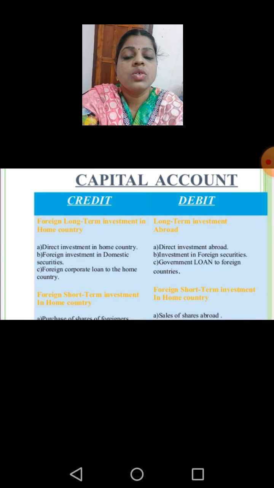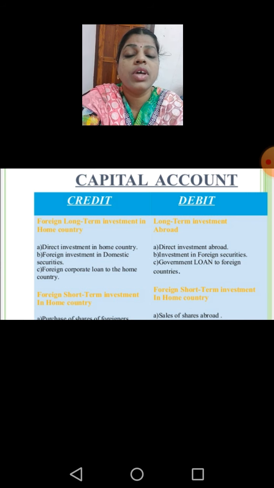So children, so far we have dealt with the general rules of BOP accounting and all the components of the BOP account. That is, the three: capital account, current account and the official foreign account. That also all comes under this.